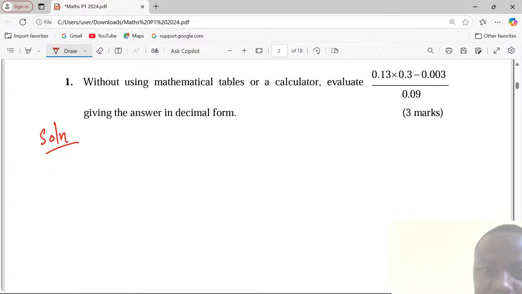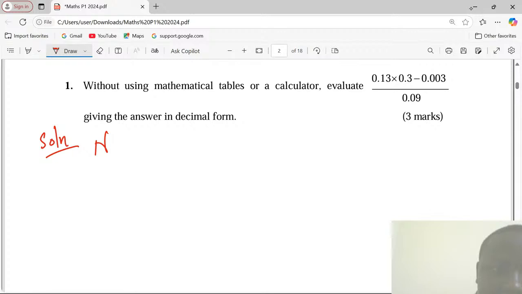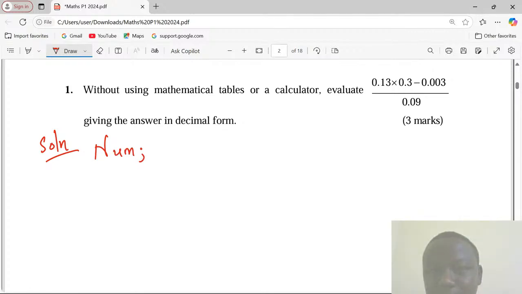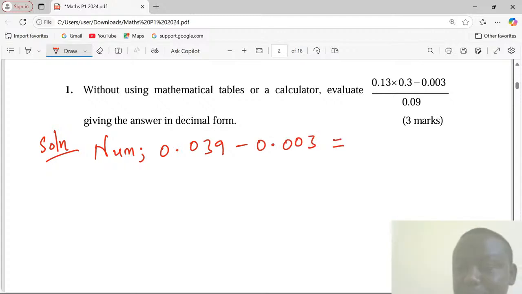Let me begin by sorting out the numerator, whereby I'm supposed to apply BODMAS. I can see there is multiplication and also there is a minus. So we begin by the multiplication, whereby 0.13 by 0.3 becomes 0.039, then minus 0.003. We can now simplify further by subtracting, and we will get 0.036.